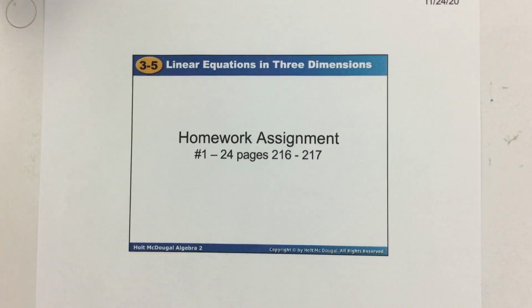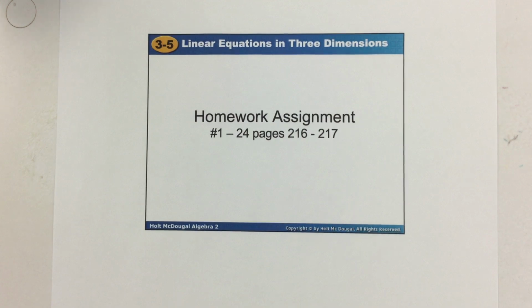All you have for 3.5 is a book assignment. It is on pages 216 and 217 in your textbook. I want you to go ahead and look at numbers 1 through 24.